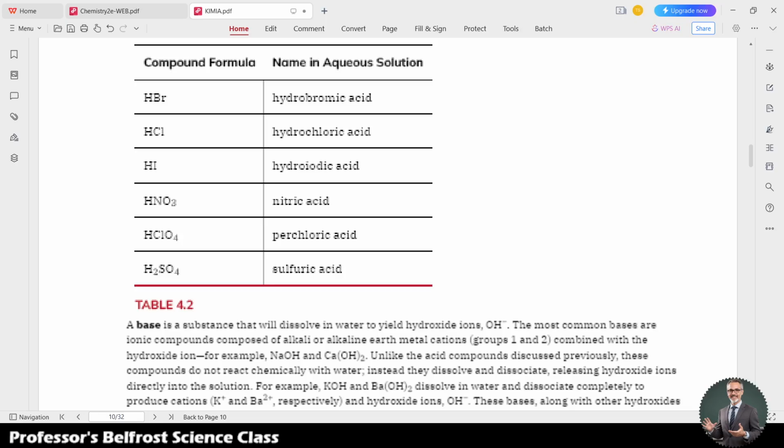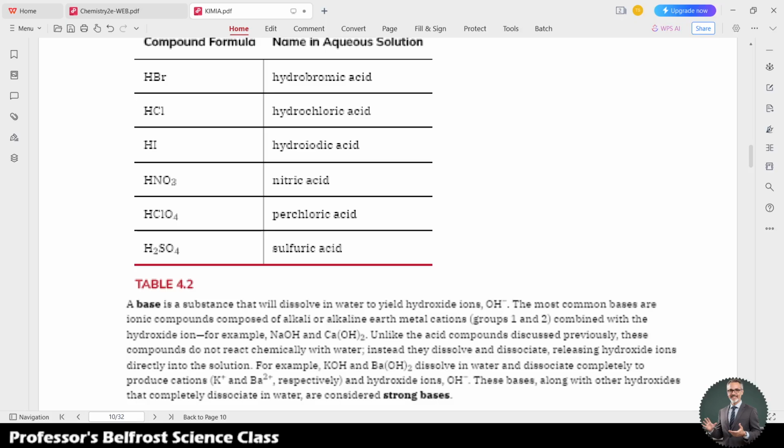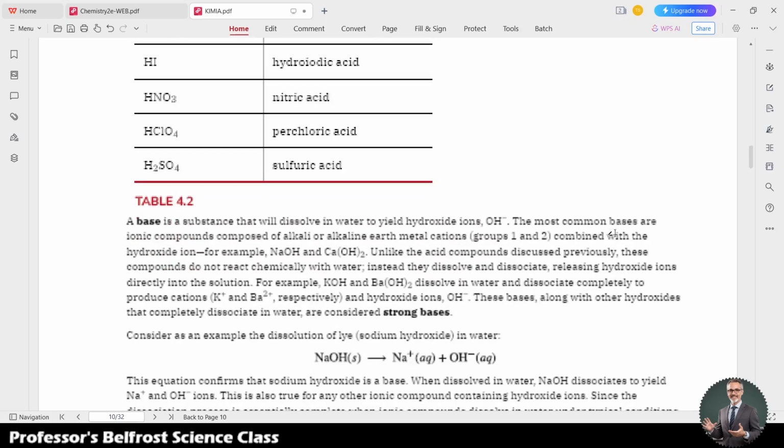What is a base? A base is a substance that will dissolve in water to yield hydroxide ions, or OH minus. And this is the most common. The most common bases are the ones that come from alkali or alkaline earth metal cations, which combine with the hydroxide ions. For example, sodium hydroxide and calcium hydroxide. But unlike the acid compounds discussed previously, these compounds do not react chemically with water, and instead they dissolve and dissociate, releasing hydroxide ions directly into the solution.